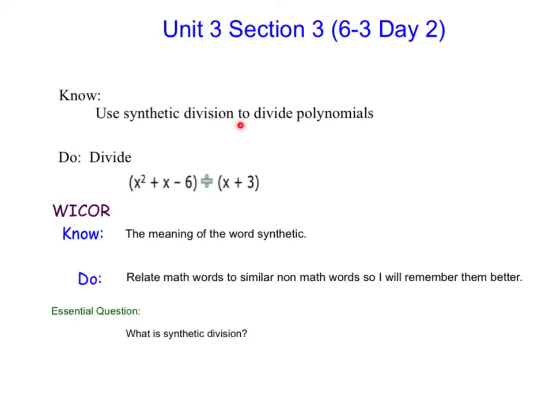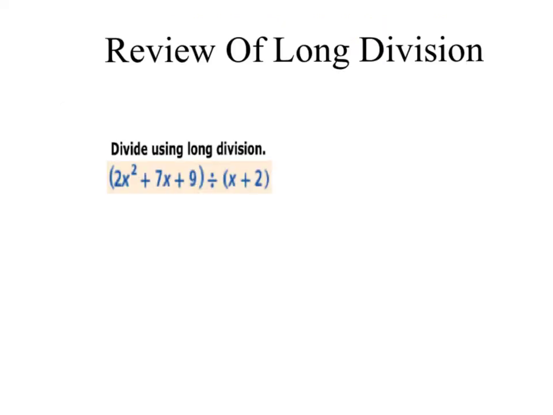All right, well, let's go ahead and begin our instructional material for today. Today we are going to start by reviewing long division, and we're going to make a connection between long division and synthetic division. Now, let's just review. If we were to take the divisor x plus 2 and divide it into 2x squared plus 7x plus 9. Now remember, we're going to ask ourselves, what times x gives me 2x squared? And that, of course, is 2x.